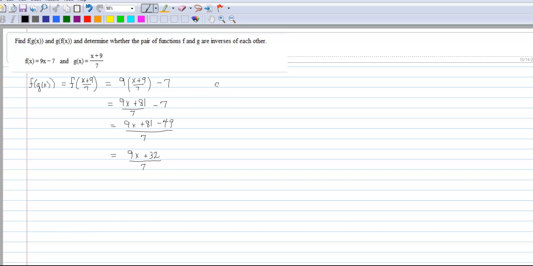You can confirm that it doesn't work the other direction by working g of f of x. So we're going to perform g on 9x minus 7, and that would be 9x minus 7 plus the 9 that's already there, all over 7. And our last little step will be to combine the constants, 9x plus 2, all over 7. Again, I didn't get x. So these are not inverses of each other.